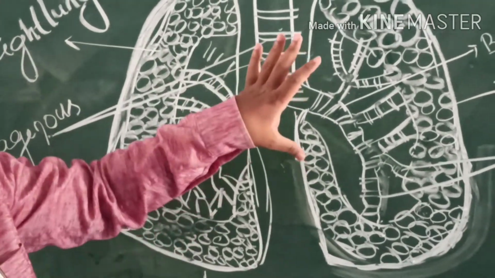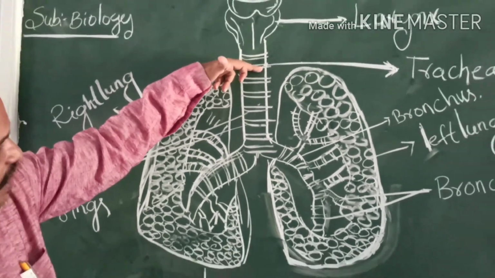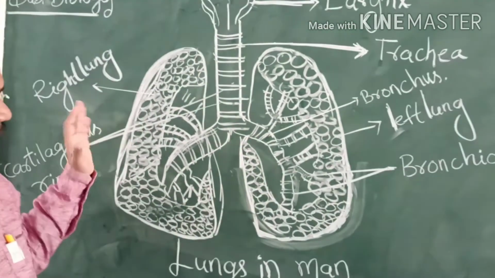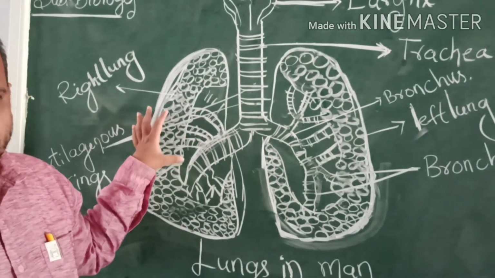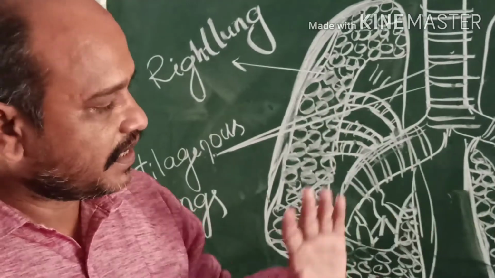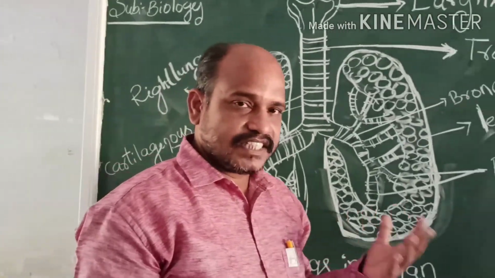So when we see the parts: larynx, trachea, bronchus, bronchiole, right lung and left lung. When we compare the size, the right lung is somewhat larger than the left lung. So we'll see this structure in depth.